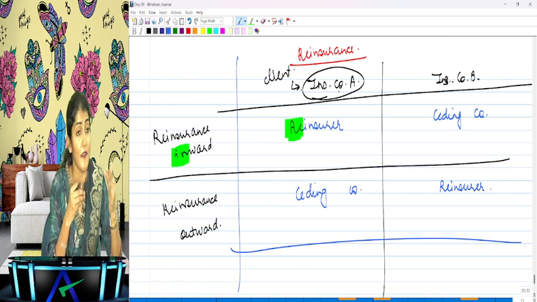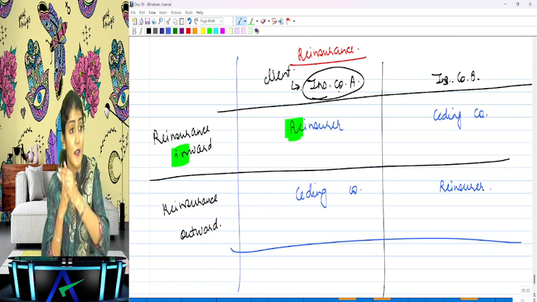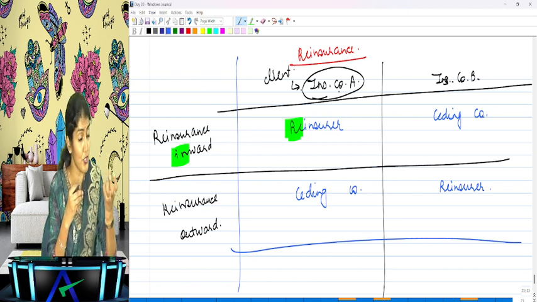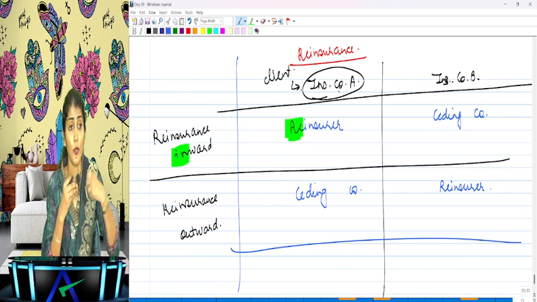Depending upon whether it is reinsurance inward or outward, do the premium and claim points undergo a change? Right, reinsurance inward, do I receive the claim or do I pay the claim?